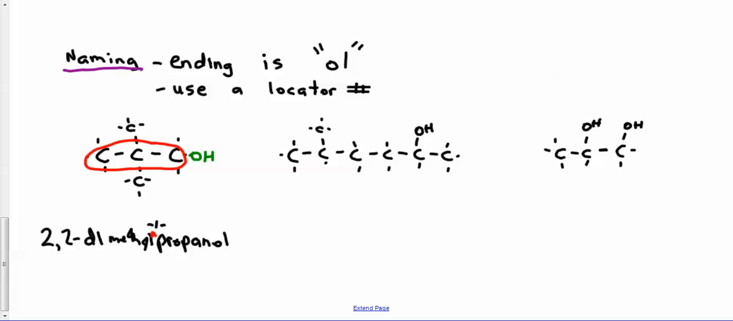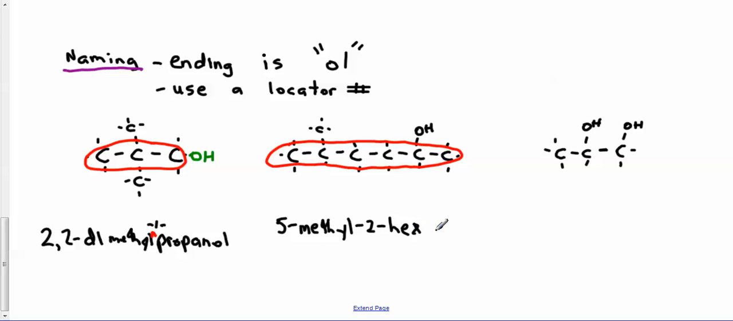Longest chain, I will circle it because that's the advice that I gave to you. Longest chain seems to be 6, so this is a hex. Should I start numbering here or should I start numbering here? If I'm going to use the ending OL, it is the most important thing in the molecule. It must get the lowest number possible. That means this is going to be number 2, and that's going to be number 5. So this is 5-methyl. Now I have to say where the OH is. 2-hexanol.